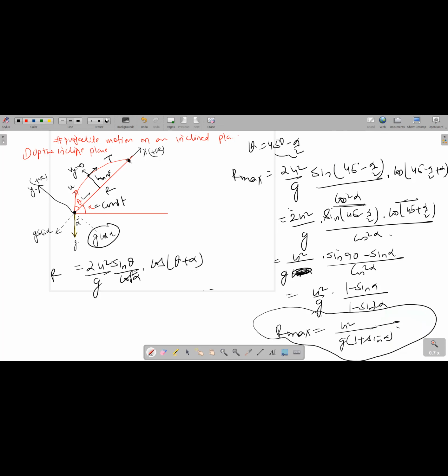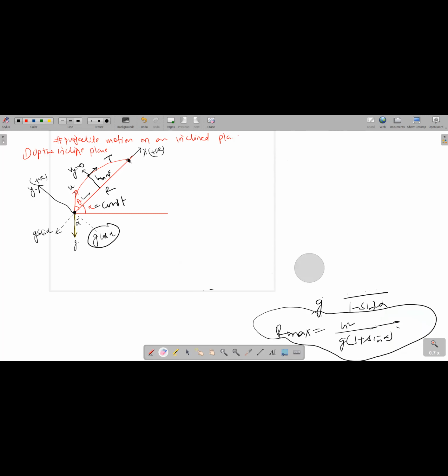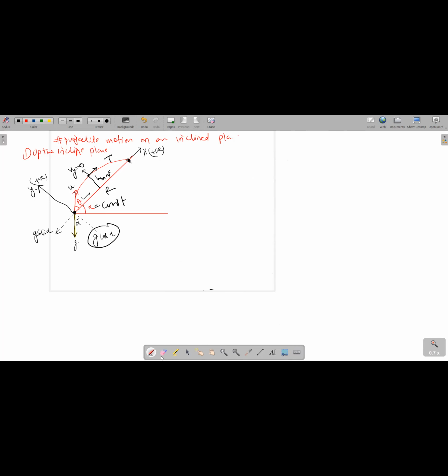See, there is a shortcut. Suppose you have to find the theta so that you want R to be max. Shortcut to find theta for R max. See, along the inclined plane. So consider this inclined plane as the first plane, on which we are discussing the projectile motion, right? And this angle is alpha.